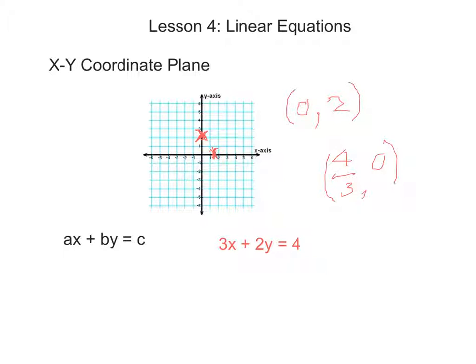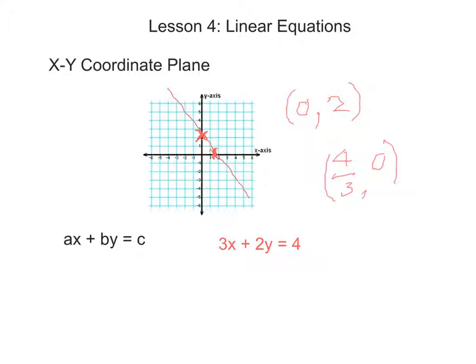Because notice, this is a line, so therefore there's going to be an infinite number of solutions that are going to satisfy this equation when you have the two variables. It's not like an equation with one variable where you typically will have, say, one or a specific number of solutions. Here you're going to have an infinite number of solutions that are going to satisfy this equation.